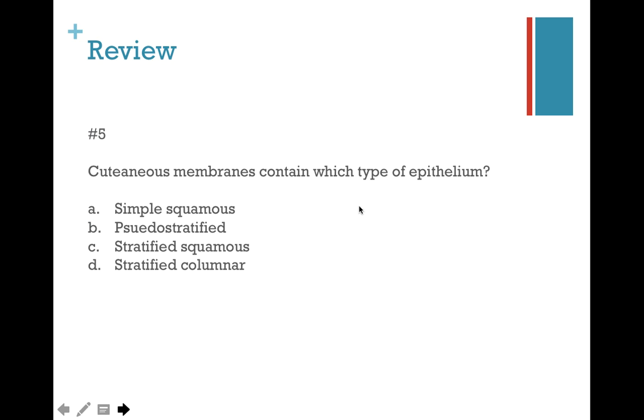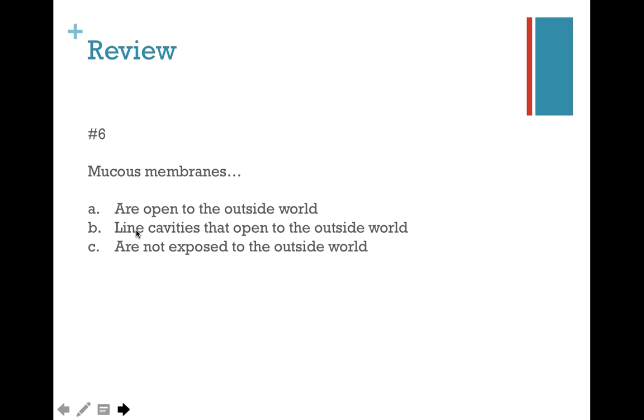Cutaneous membranes contain which type of epithelium? So cutaneous is your skin. So it's going to be what? C, it's going to be stratified squamous epithelium. Mucous membranes, are they open to the outside world? No, I think that's cutaneous membranes. Are they going to line cavities that eventually open to the outside world, or are they not exposed? So the ones that are not exposed are serous membranes, so that's going to be like your heart, lungs, and abdominal organs. So it's going to line cavities that eventually lead to the outside world.